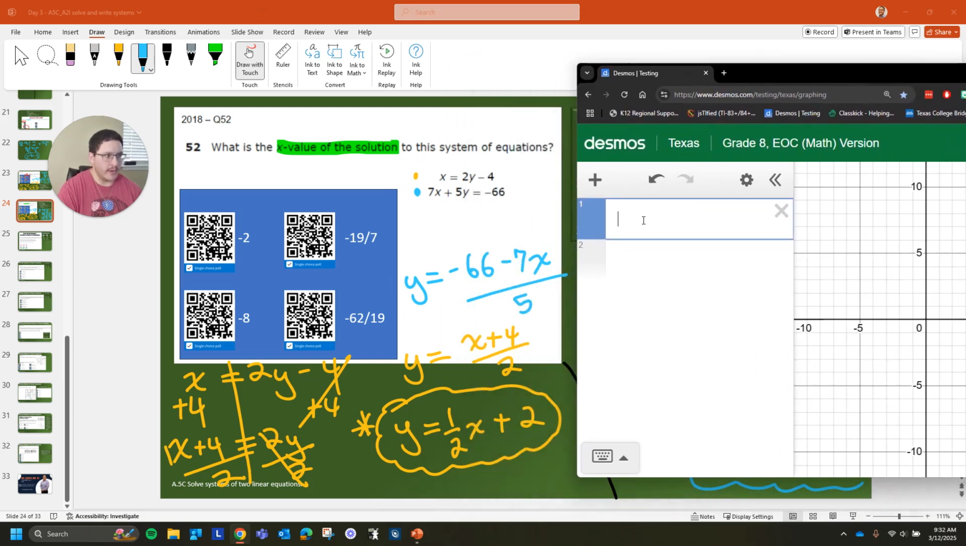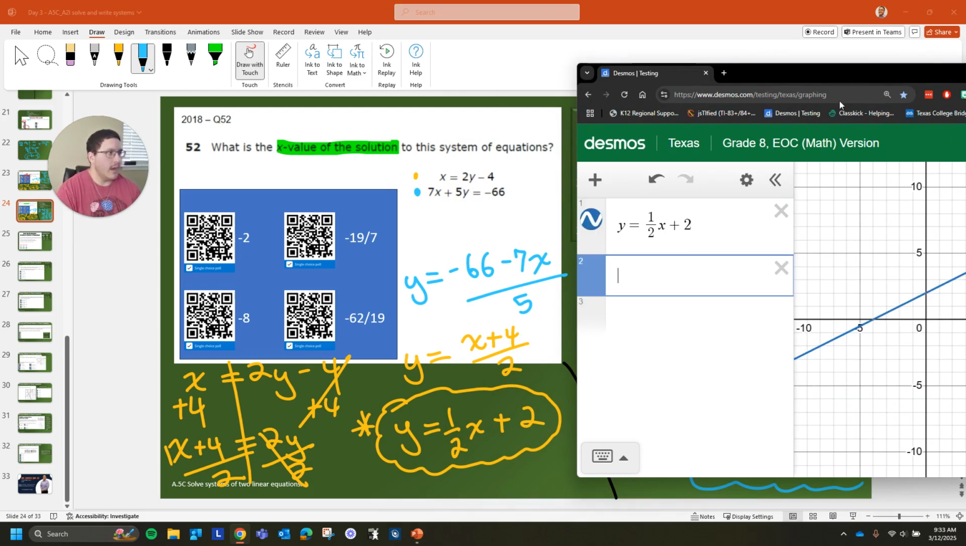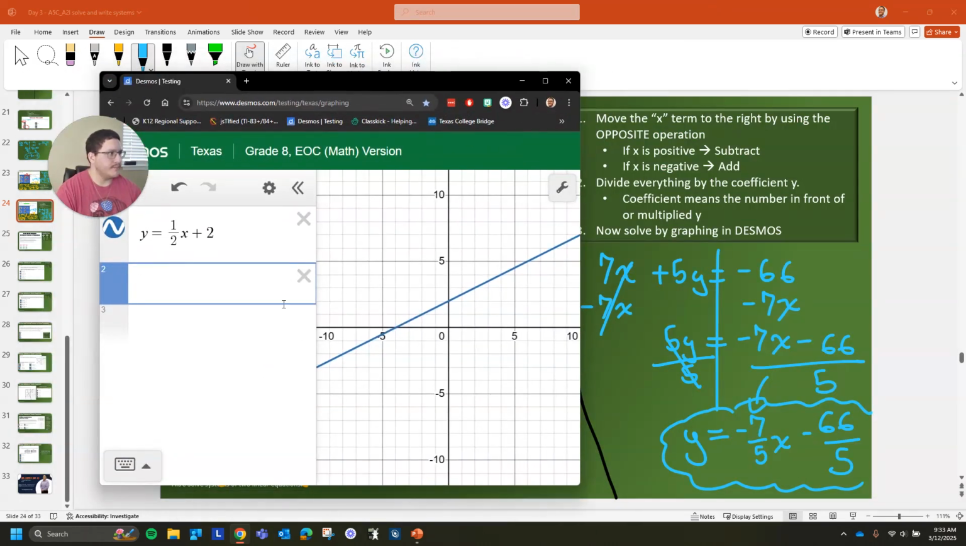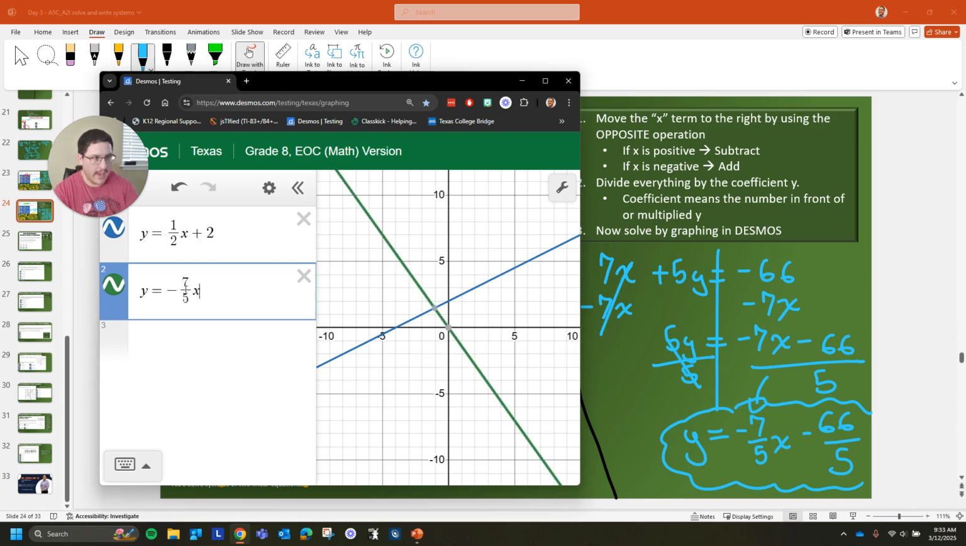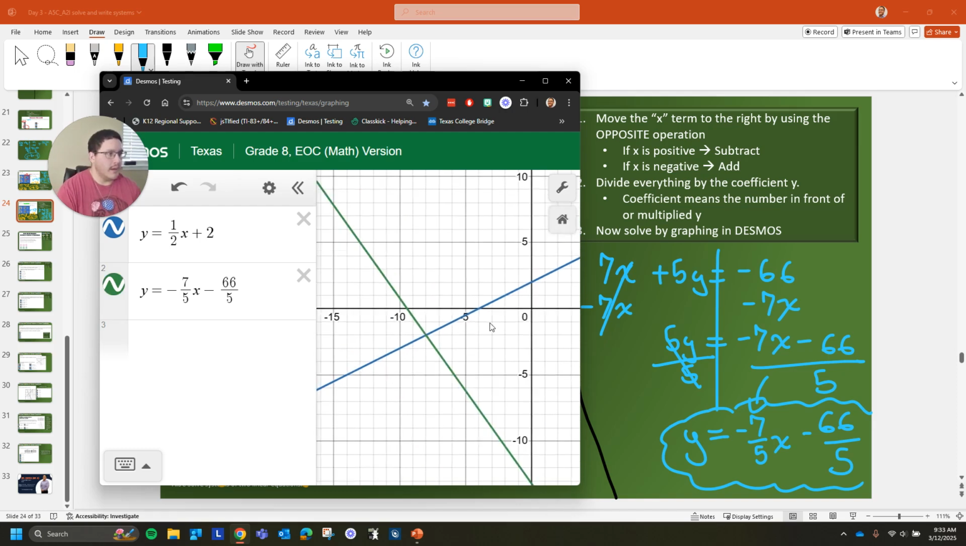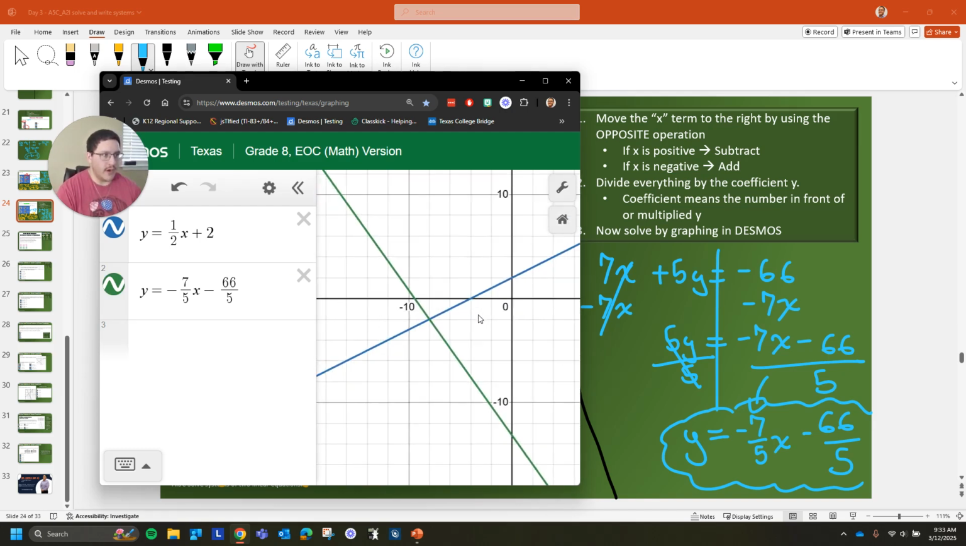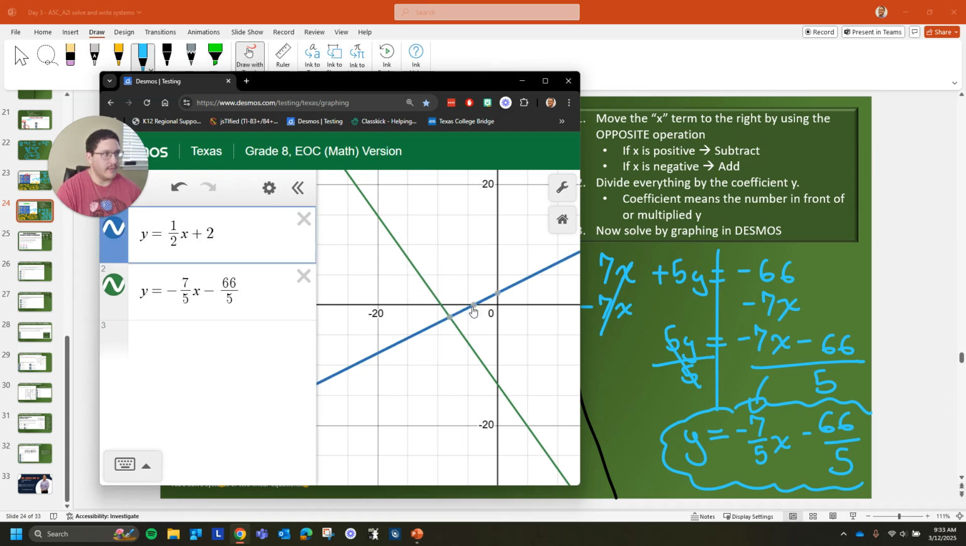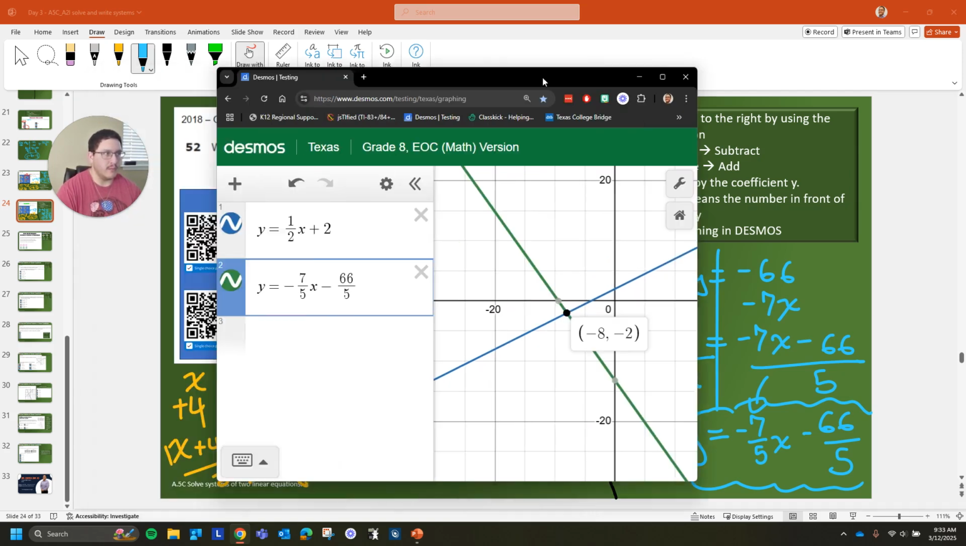Starting with the yellow equation, I'm going to type in y equals 1 over 2 x plus 2. And then with the blue equation, I'm going to type in y equals negative 7 over 5 x minus 66 over 5. Okay, I'm going to zoom out on the graph, make sure I can get the intersection. Click on one of the lines, it doesn't matter, and then look for the point where they intersect, which is negative 8 comma negative 2.